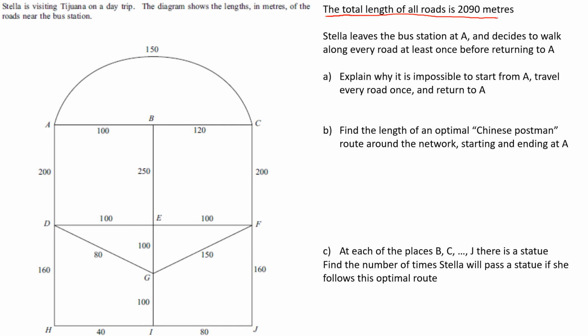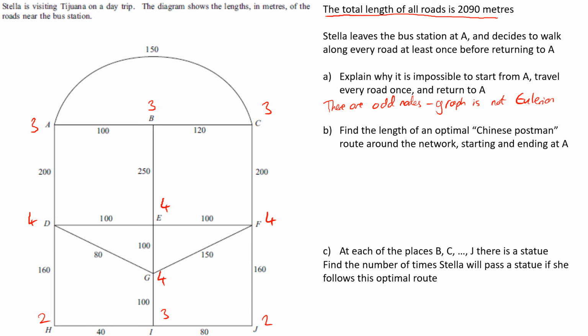So part A, explain why it's impossible to do that. We'd have to show that there are some odd nodes. So first off, we want to find the orders of everything. So we've got 3, 3, 3, 4, 4, 4, another 4, a 2, 3, and a 2. So why is it impossible? That would be because there are odd nodes. Two odd nodes would be enough actually. And to be extra specific, we'll say that the graph is not Eulerian.